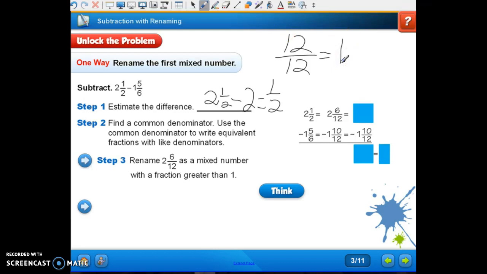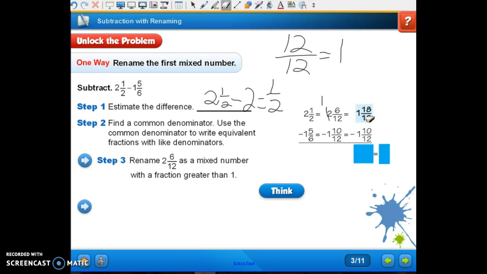Okay, so we want a fraction greater than 1. What are we going to do to get some more 12s here? We're going to make the 2 into a 1. So now we have this 1 hanging out here that we're going to do what, Tegan? Take it and make it into 12 and add it to the 6. Okay, so then how many 12s are we going to end up with? 18. 1 and 18/12.